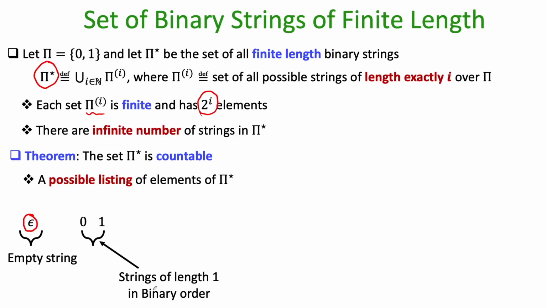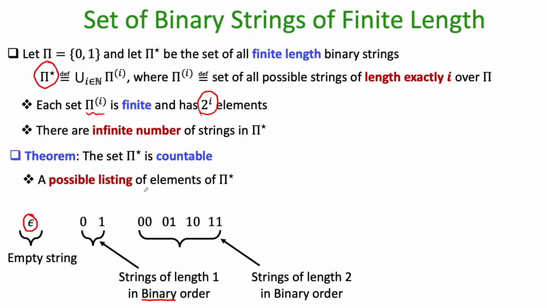Okay, and if there are multiple strings of a particular length, we arrange them according to their binary order. For example, here we have two possible binary strings of length 1, 0 and 1, but since numerically 0 is less than 1, we will list down 0 followed by 1. So basically what I am saying here is that you go to the set pi power 1 and list down the elements of the set pi power 1 in binary order.